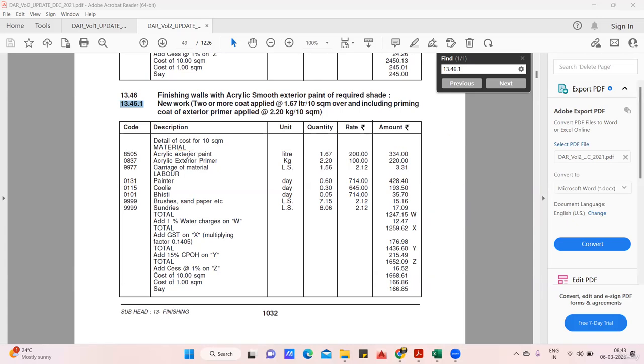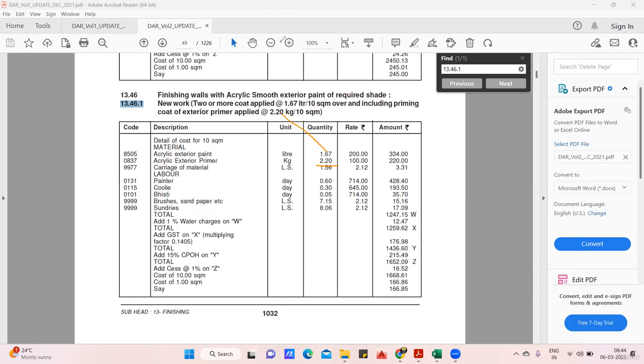Then again, for acrylic exterior primer, for a kg they have written 100 rupees. Again, go to the market and check what is the rate of acrylic exterior primer per kg. It is actually available in liters also. Check what is happening, and based on that, you put your rate here. But you don't have to change the quantity. Again, how is this 1.67 coming? Simple. It's written here: two or more coats applied at 1.67 liter over 10 square meter. So 1.67 is coming from here only. In the same way, this exterior primer is 2.20 kg. So it is coming from here only.